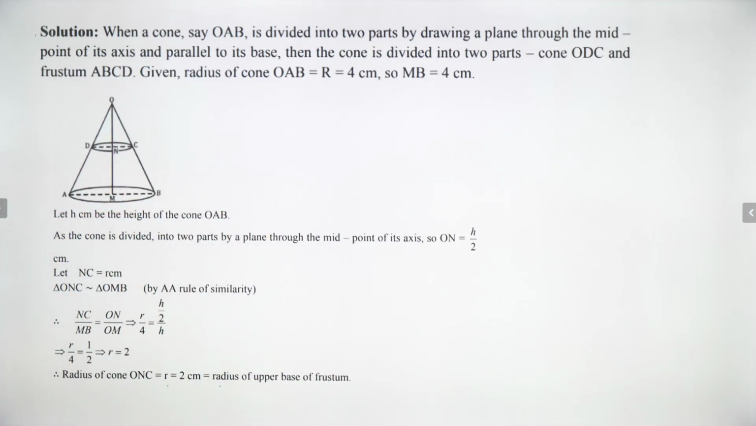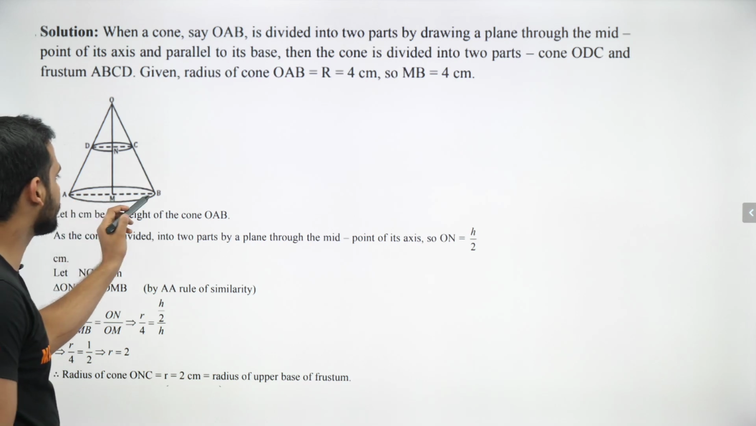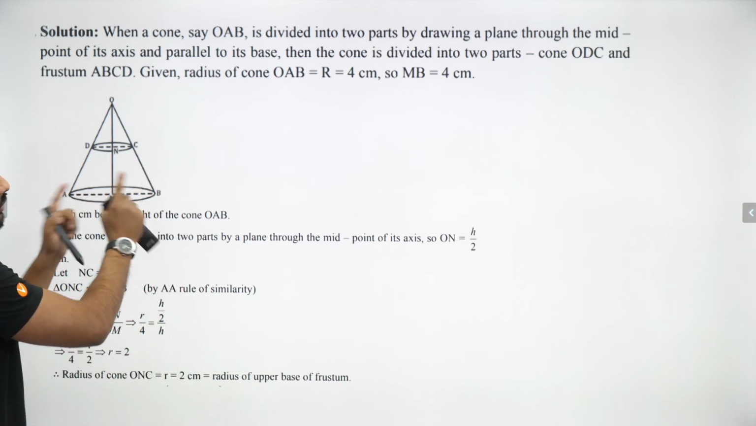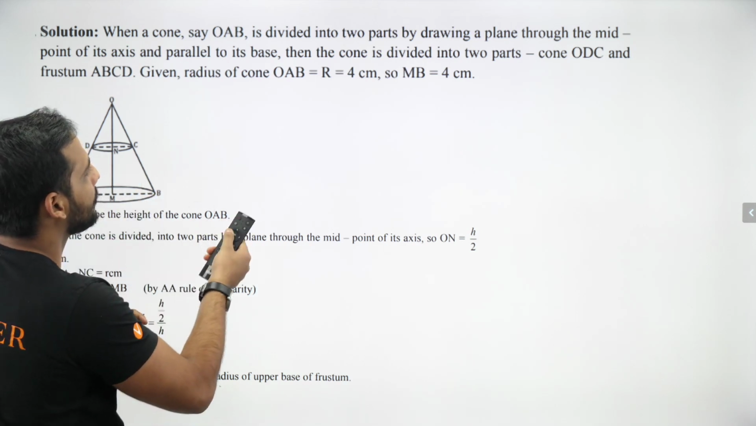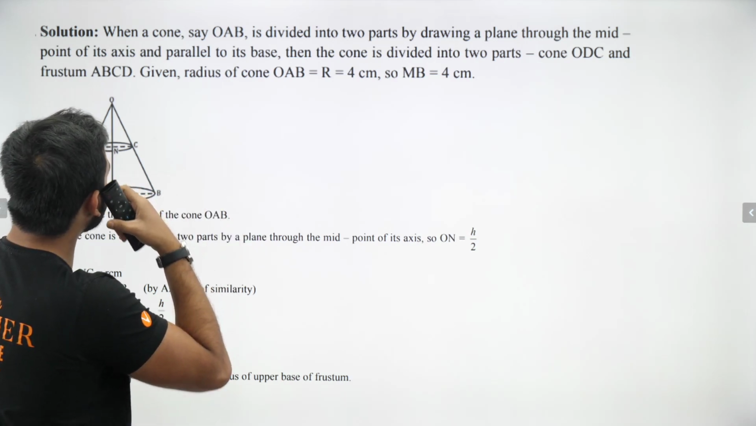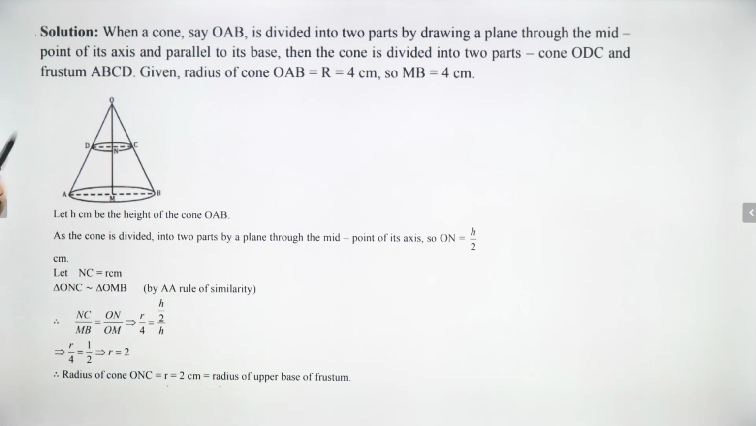Look, they have given this radius as 4. Is anything else given? No, only the radius is given, the height of the cone is not given. So I can say, look what we are saying: NC by MB, small r by capital R is equal to ON by OM is equal to small h by capital H. So small r by 4, capital R, is equal to h by 2.